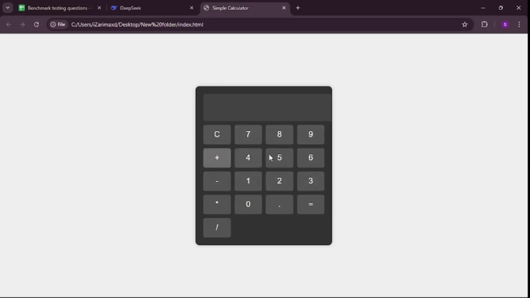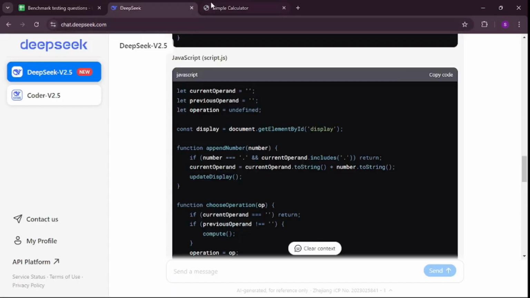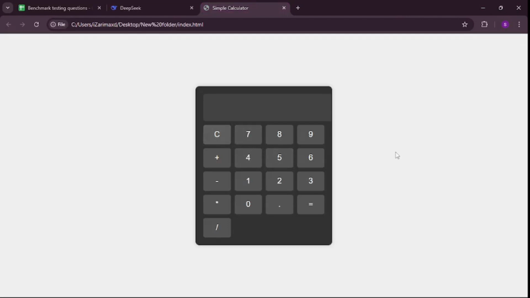So there you go. This is the simple calculator that we have. So what if I do addition? Yep, it is working. I really like the design and CSS around it. And it did all of this in a simple prompt that we just gave to DeepSeek v2.5. And this is the result. But what if I want to subtract something? So I'm just going to subtract 20 and 5. And there is no result.